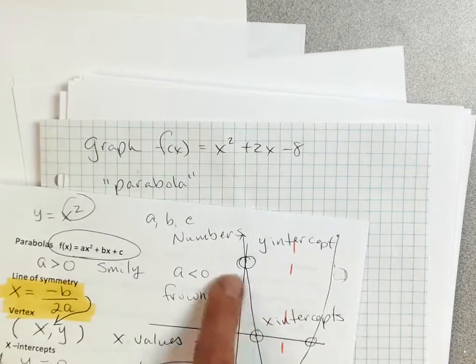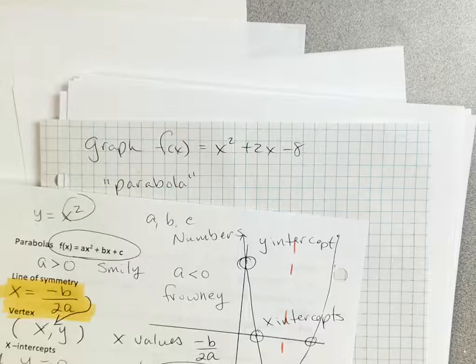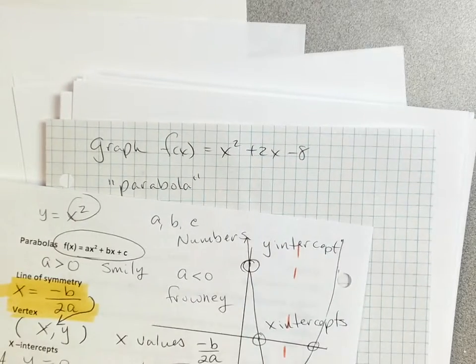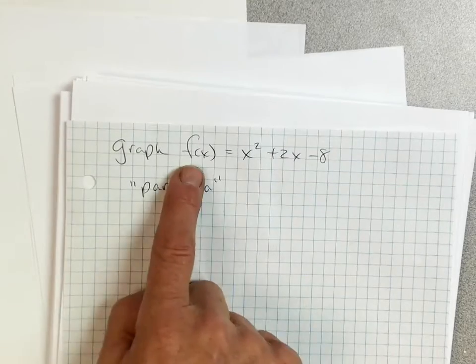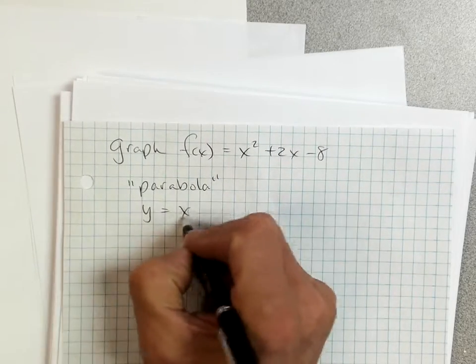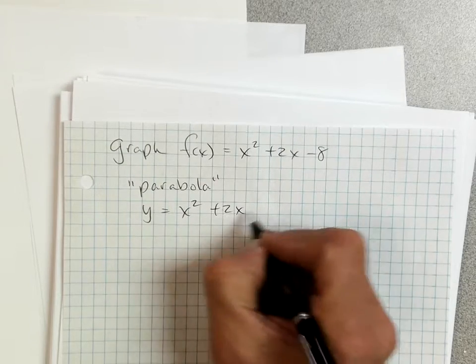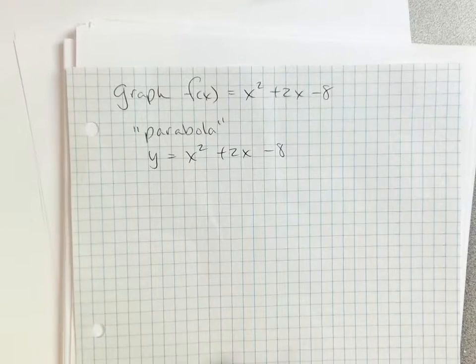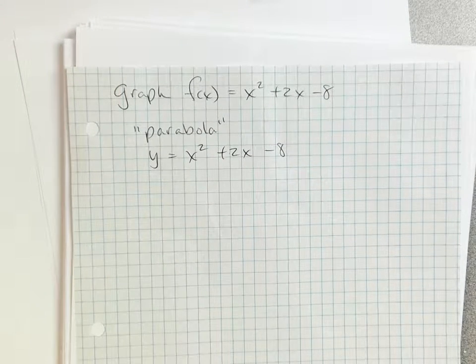Now, let me ask you an easy question. Is this a function? Yes, it is, because parabolas are functions. So because it is a function, we can say f of x. Now, if you want to say y equals x squared plus 2x minus 8, you can. But y and f of x are the same thing. They're synonymous. And since it is a function, let's just say f of x, okay?